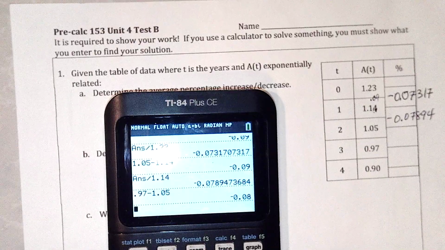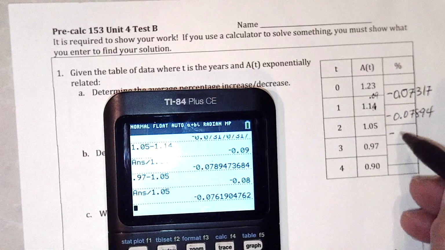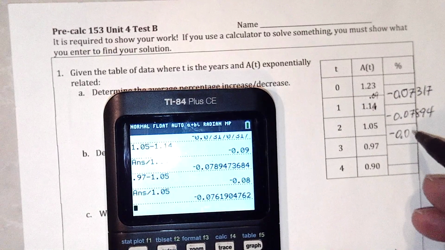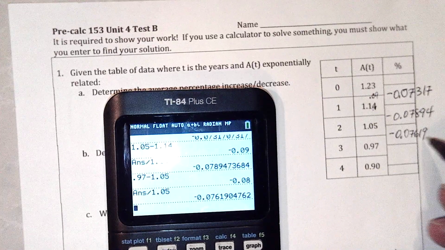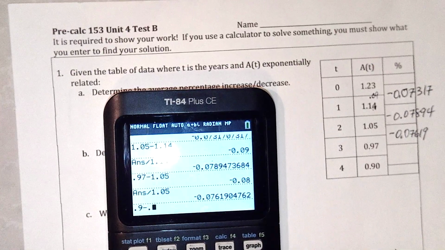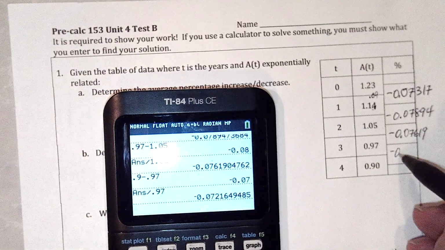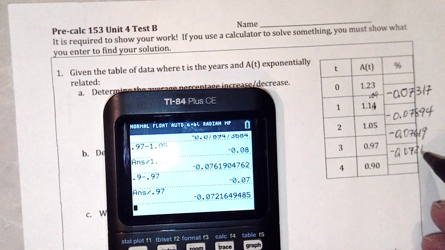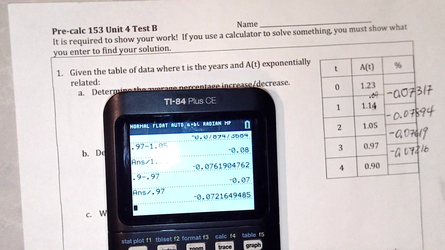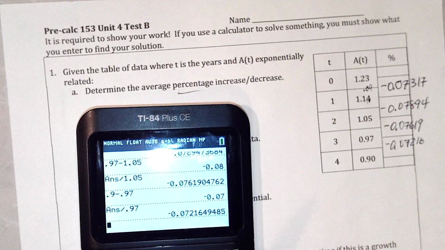And then the next one goes 0.97 minus 1.05. That one went down by 0.08 divided by where I started, 1.05, and that's a drop of 0.07619. And the last one, 0.9 minus 0.97, which is going to be 0.07, divided by what I started with, 0.97, and that's a drop of 0.07216.